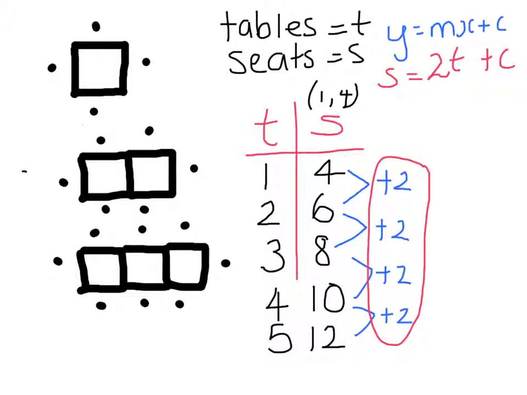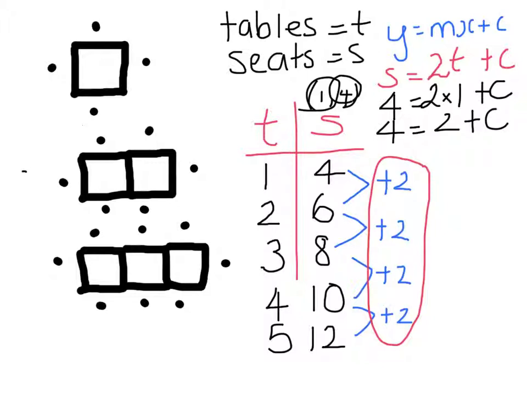All right, so now I'm going to say when S equals 4, I'm going to have 2 lots of 1 plus c. So 4 equals 2 plus c. What's my c going to equal? c is going to equal 2. So now my formula is S equals 2T plus 2.